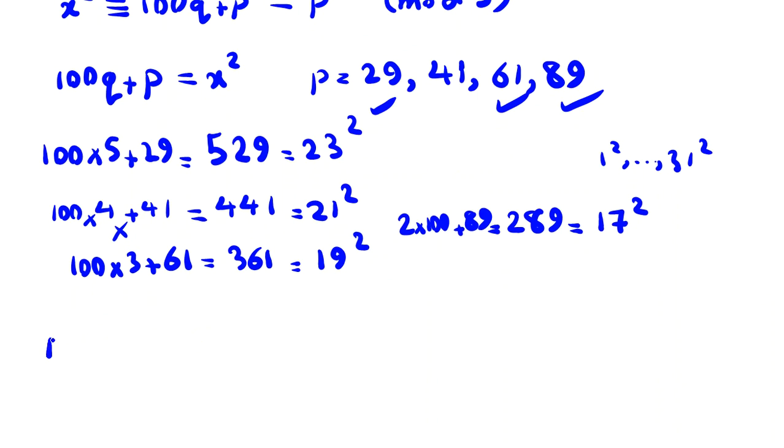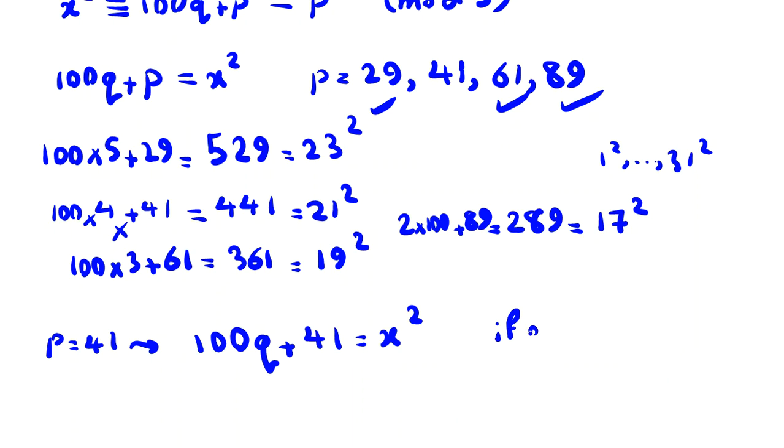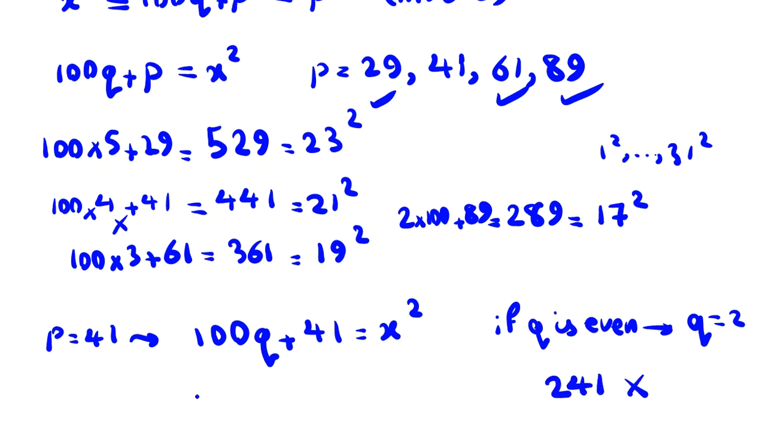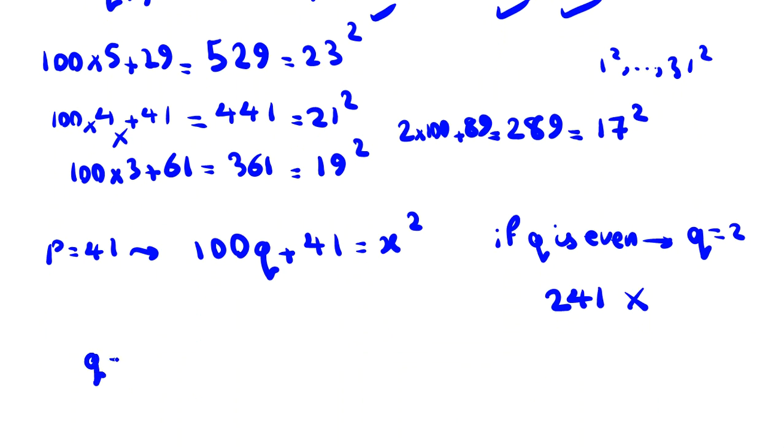So I want to check if P equals 41. So 100Q plus 41 is a perfect square, x squared. Now we say what here? If Q is even, we know Q is prime, so Q is 2. And if you replace Q with 2, it will be 241, which is not a perfect square. So we conclude Q is odd. Q is odd, and for example, it is 2W plus 1.